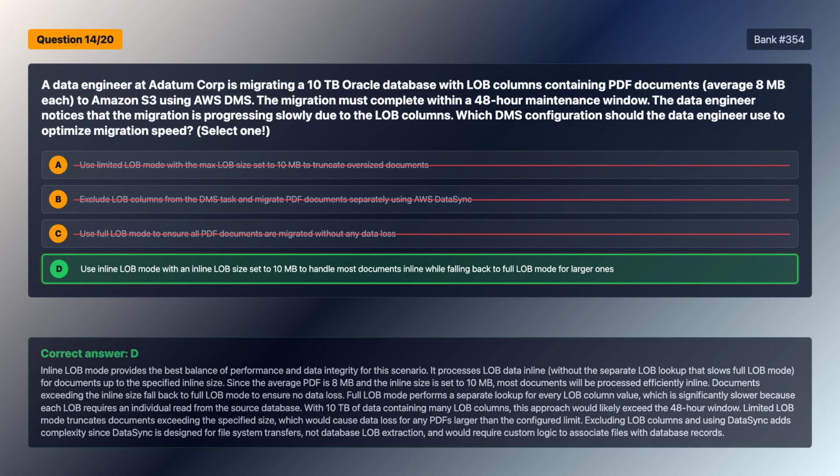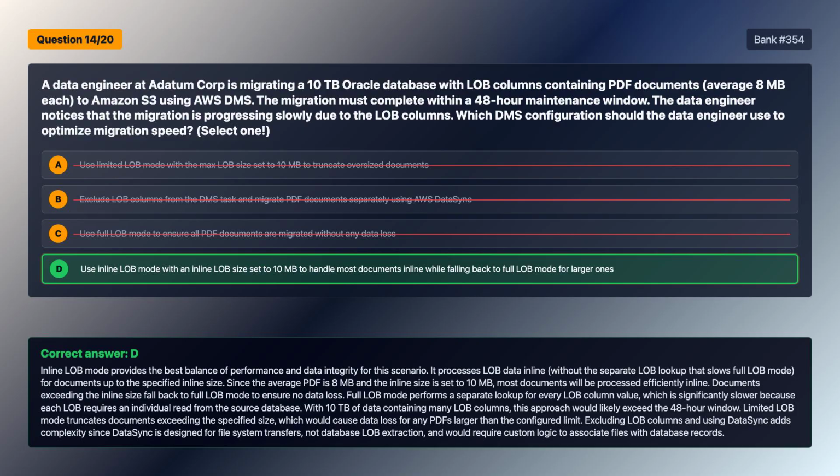The correct answer is option D. Inline LOB mode provides the best balance of performance and data integrity for this scenario. It processes LOB data inline without the separate LOB lookup that slows full LOB mode, for documents up to the specified inline size. Since the average PDF is 8 MB and the inline size is set to 10 MB, most documents will be processed efficiently inline. Documents exceeding the inline size fall back to full LOB mode to ensure no data loss.